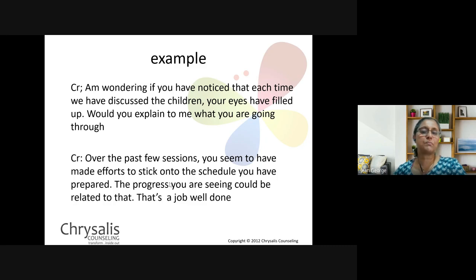Would you explain to me what you're going through? So here, it's a notice. You're noticing something about them, giving them feedback, probably helping them to talk about something that may be sensitive. So the counselor says, over the past sessions, you seem to have made efforts to stick to the schedule you have prepared. The progress you are seeing could be related to that. That's a job well done. So here there is a sense of encouragement. The other one is a different kind of feedback, helping them to explore some part of their lives which have not been explored up until now.